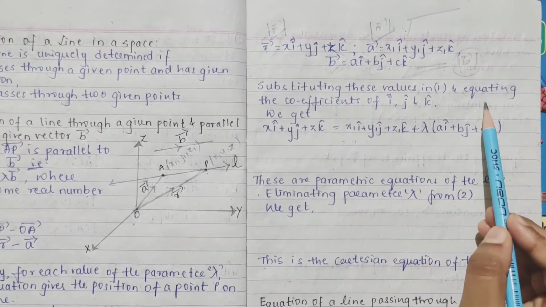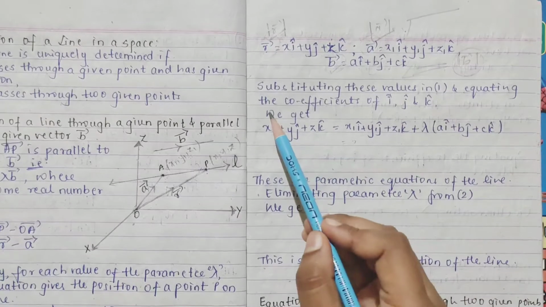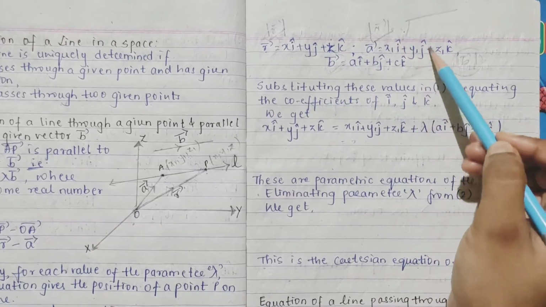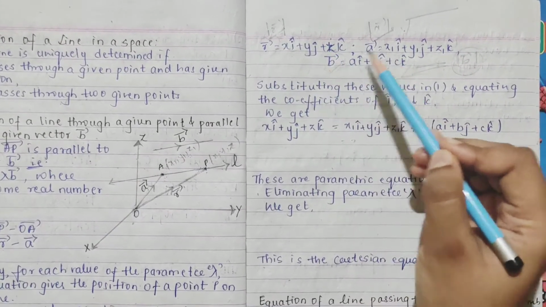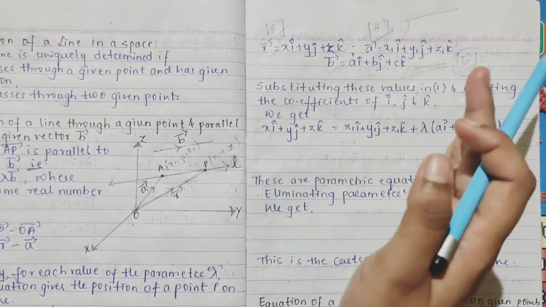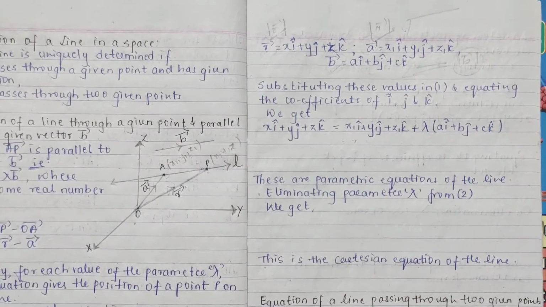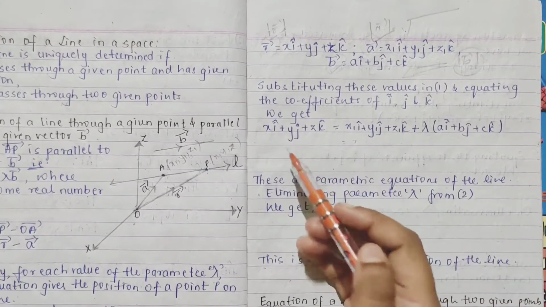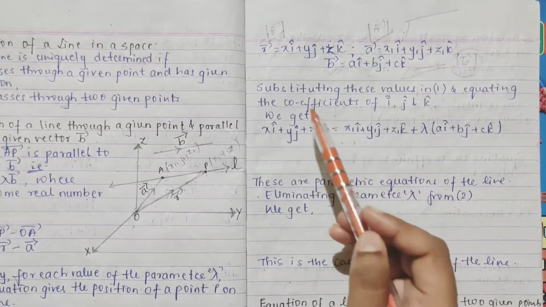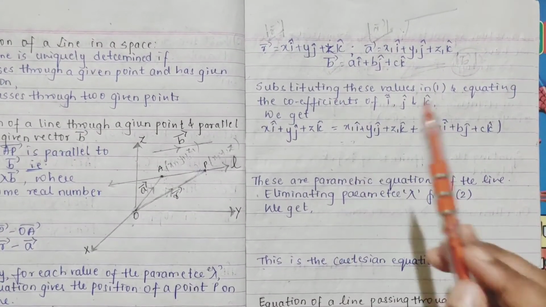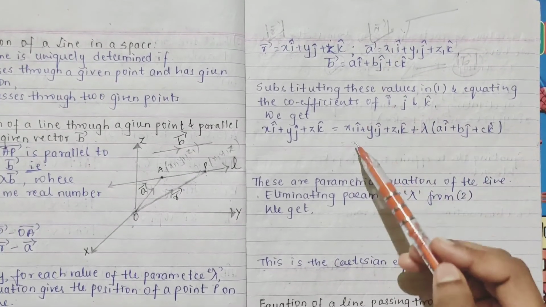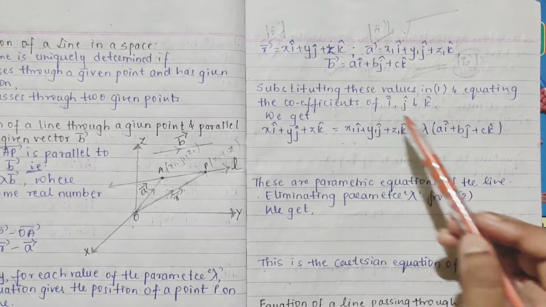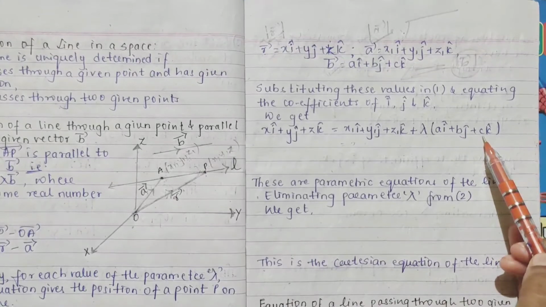These values we substitute in our equation 1 and equate the coefficients of i, j, k. Why? Because the same i, j, k appear on both sides, so I can equate the i part, j part, k part separately. What was our equation 1? Vector r is equal to vector a plus lambda vector b. So I put the values: x i cap plus y j cap plus z k cap is equal to x1 i cap plus y1 j cap plus z1 k cap plus lambda times (a i cap plus b j cap plus c k cap).